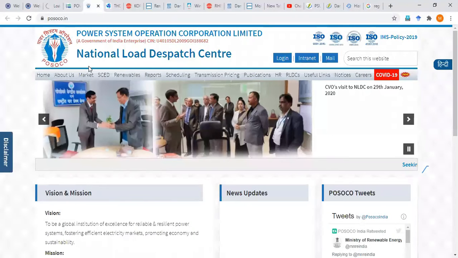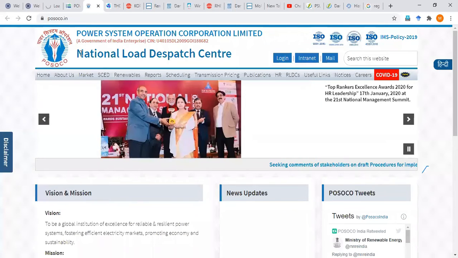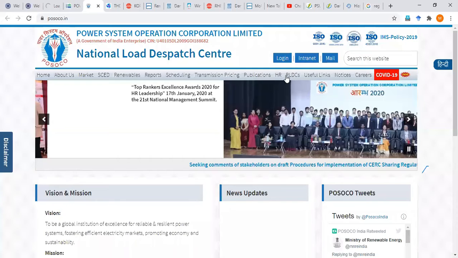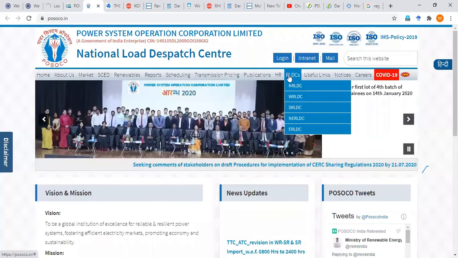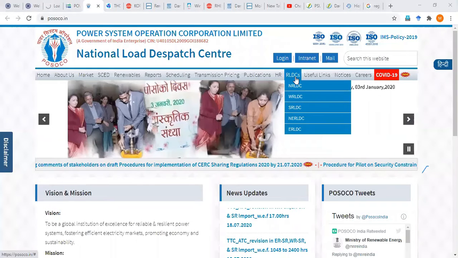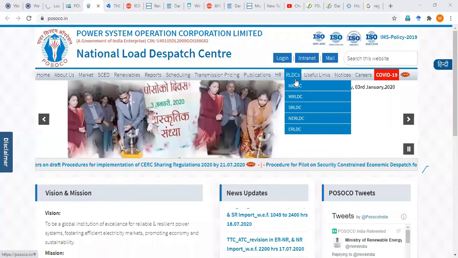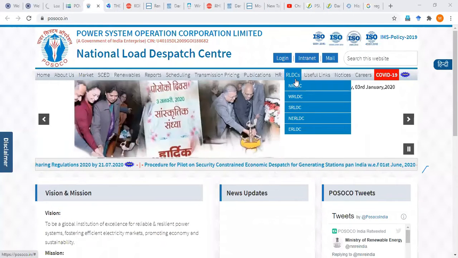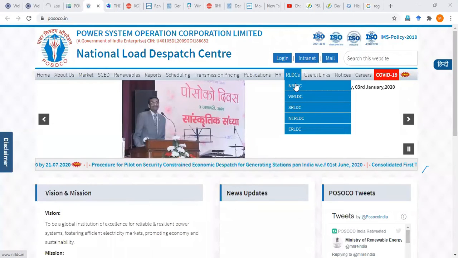So as we're discussing the National Load Dispatch Center, which is a coordinating organization amongst all regional load dispatch centers, if you see the tabs available on this website, here are the regional load dispatch centers, RLDCs in short. So NRLDC, WRLDC, SRLDC, NERLDC and ERLDC. So let's check one.